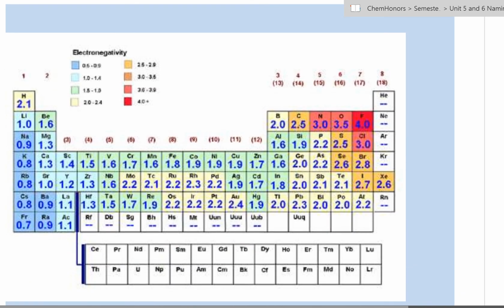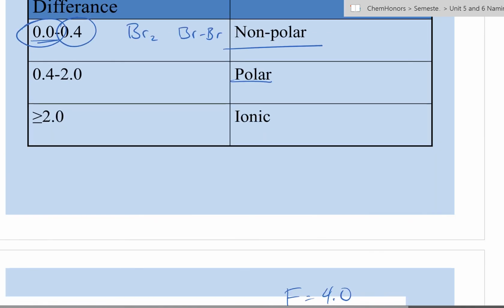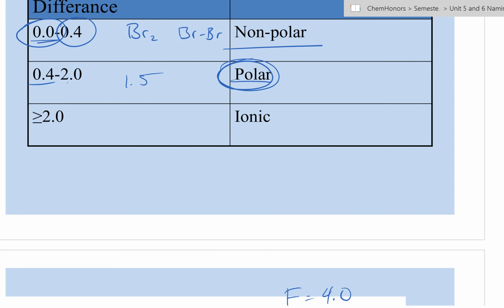A polar example would be, let's look at our handy dandy periodic table right here, carbon bonded to fluorine. Notice how fluorine has an electronegativity of 4.0, and carbon has an electronegativity of 2.5. Between those two, they're going to have a difference of about 1.5, which is less than 2 but greater than 0.4. That is what causes them to be polar. Fluorine is going to pull much more strongly on those electrons than carbon will.